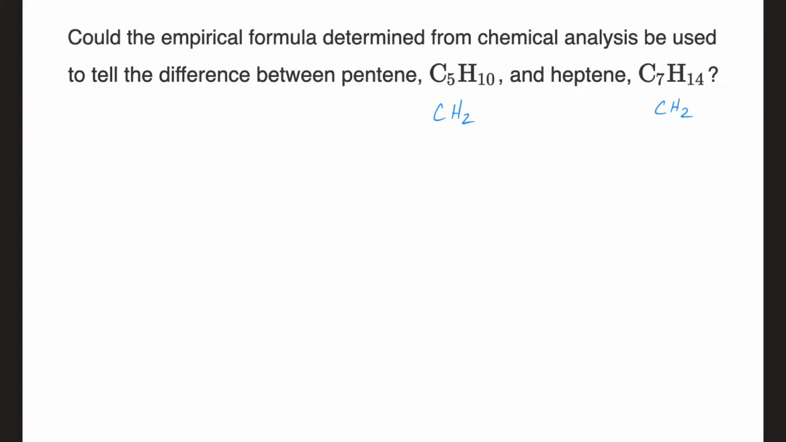The percent composition of CH2 is the same as the percent composition of C5H10, is the same as the percent composition of C7H14, and would be the same as the percent composition of C8H16. As long as it's at a 1:2 ratio, you will not be able to tell the difference between the 2 in some kind of analysis.